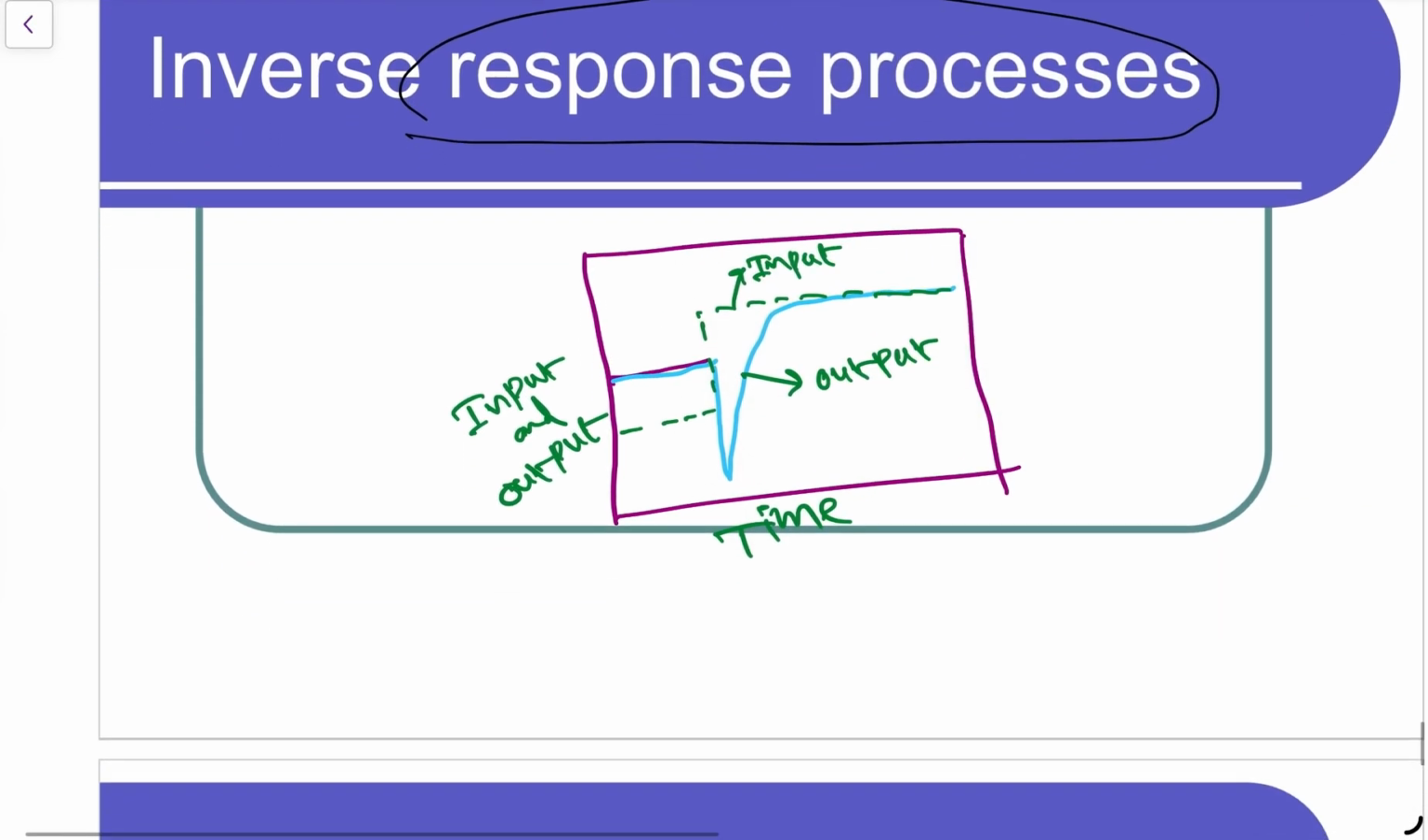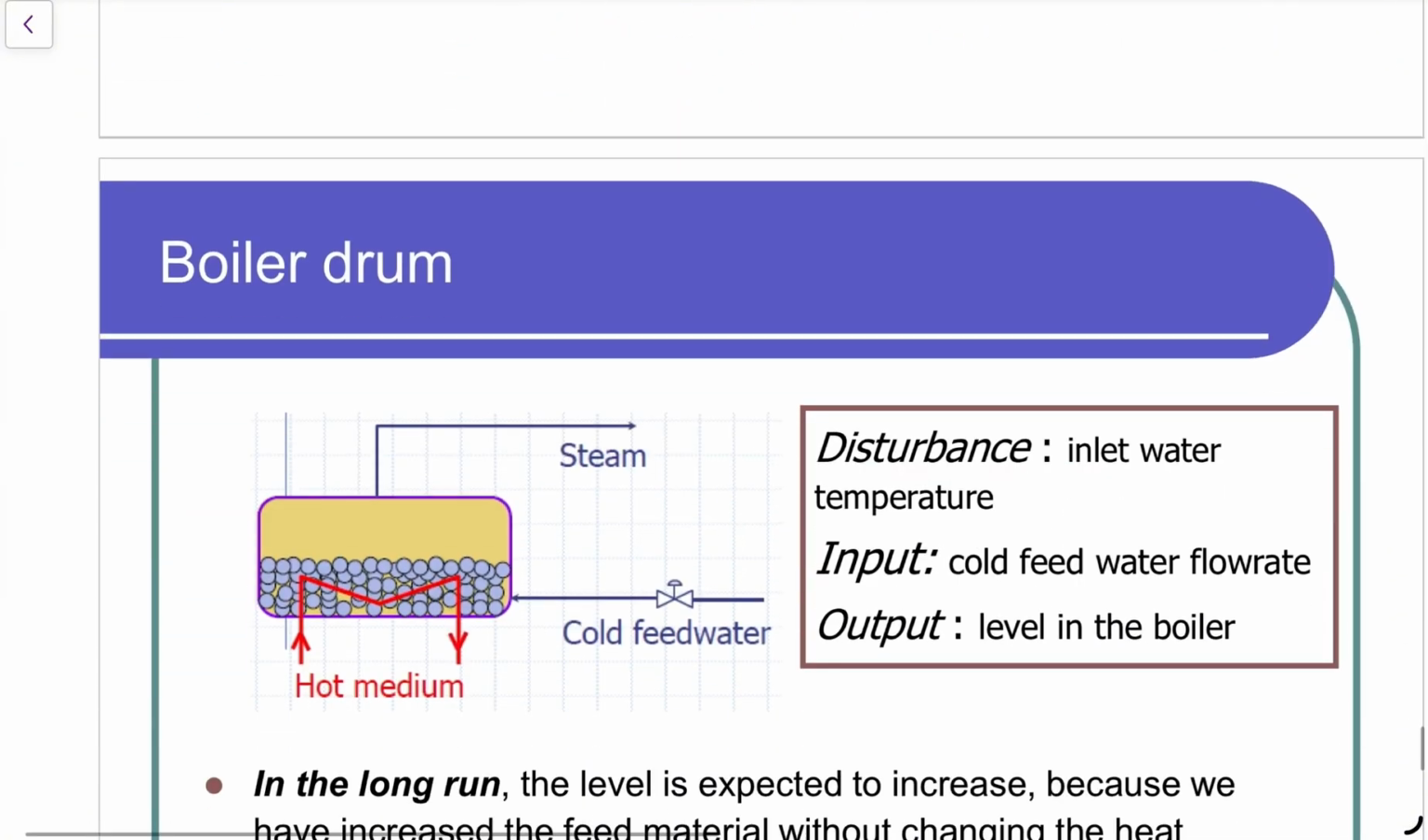Okay. So normally when you give input changes to the process, the output moves directly towards its final steady state. That's what usually happens, right? But in some systems, the output first moves in the opposite direction, down, and later moves towards the final steady state value. So this behavior is called inverse response. Now let us understand this with practical examples.